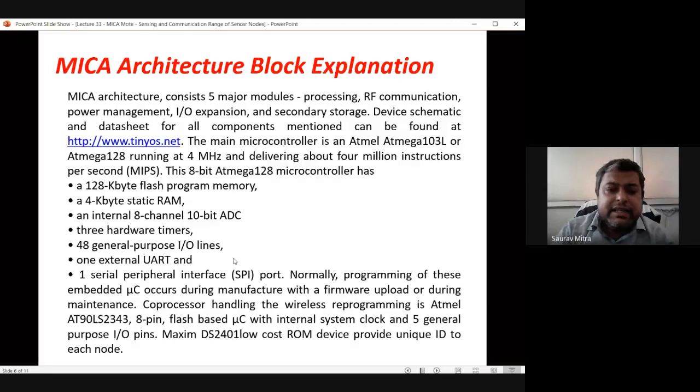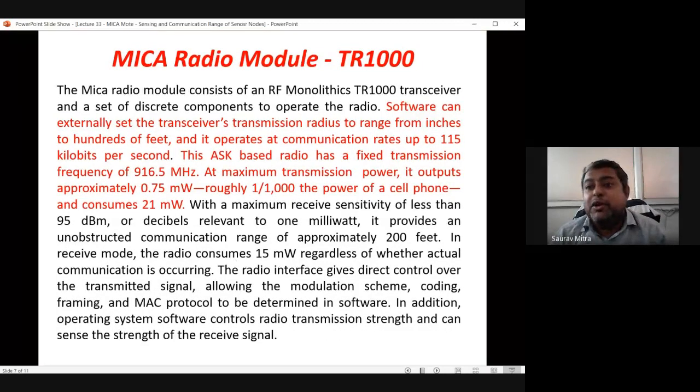So this was mainly about the microcontroller and some of the storage and the IO pins and other things. And let us now check what is the radio module, that is TR1000. So TR1000 is a very widely used module. We have to buy this module in pairs. I had bought this module for my work somewhere around 570 rupees. One pair was costing that at that time. Now it definitely has become costlier.